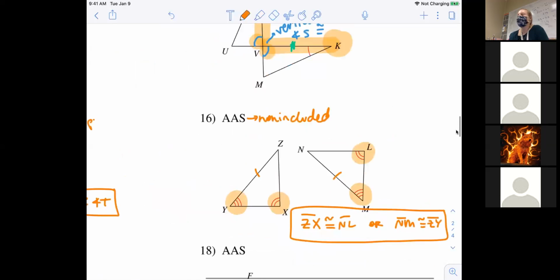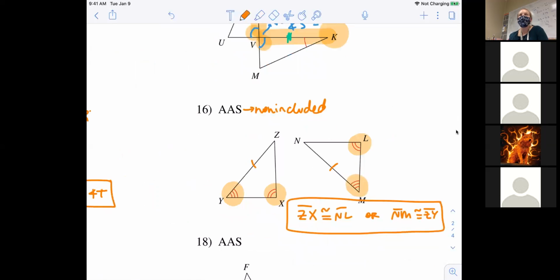All right, so that one we had two options because there were a couple different things we could pick. All right, questions on those two so far? We got two more to do.